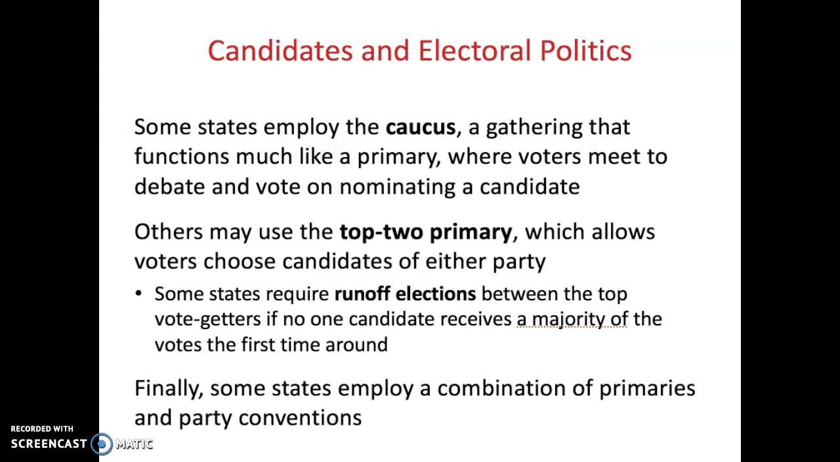Also, some states require runoff elections if nobody gets a majority of the vote. For example, if there are three candidates running for Senate in Georgia, Georgia is a state that has a runoff election. If nobody gets a majority of those three candidates, the top two candidates then have to run against each other in a runoff election.